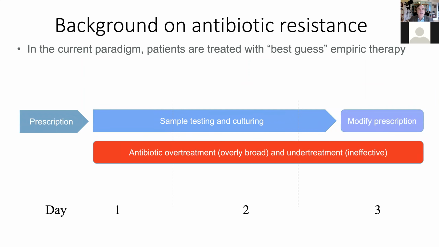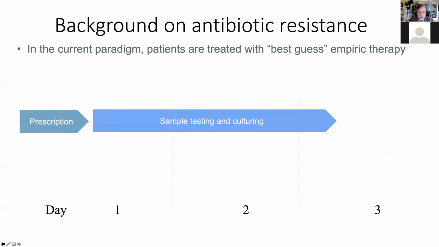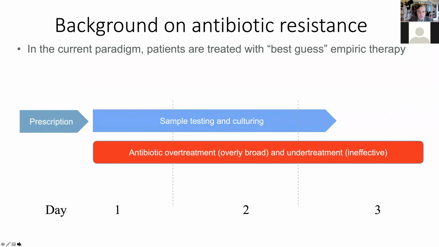So in the current paradigm, what happens is patients are treated with best guess empiric therapy. You have a prescription, sample is tested in cultures. There's 3 days that passed here. The treatment is either over-treatment or under-treatment. So this is how we currently do it.